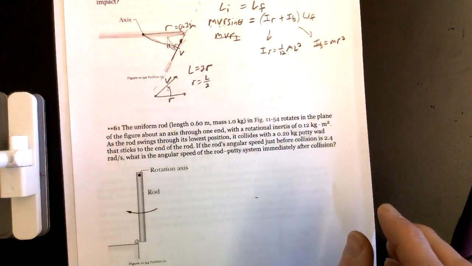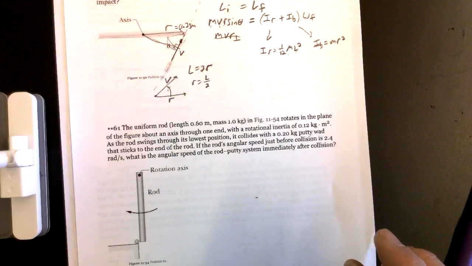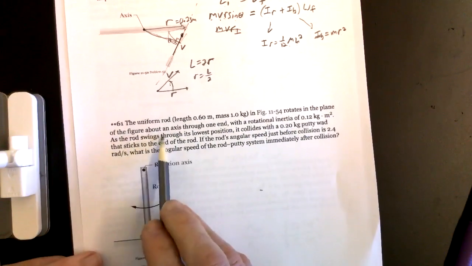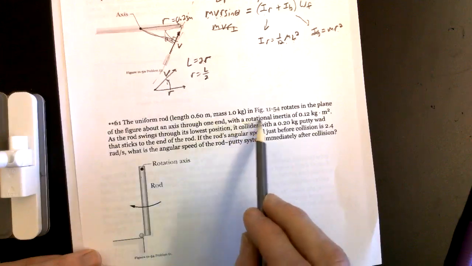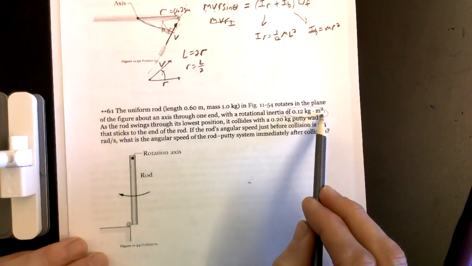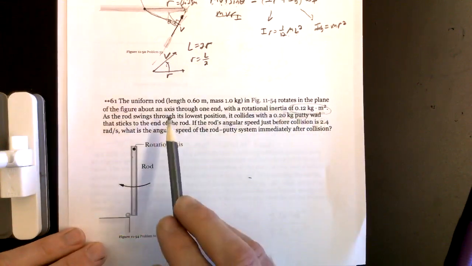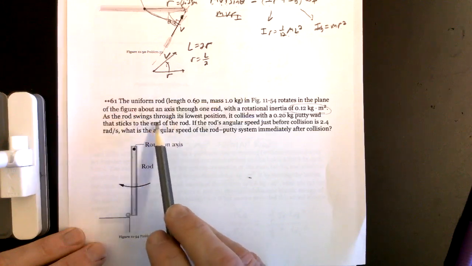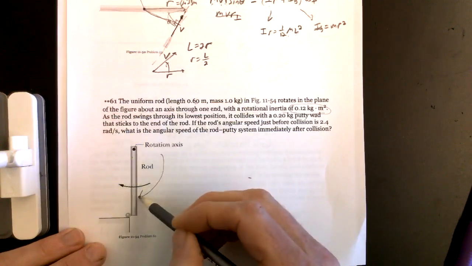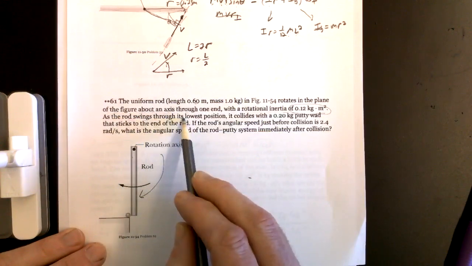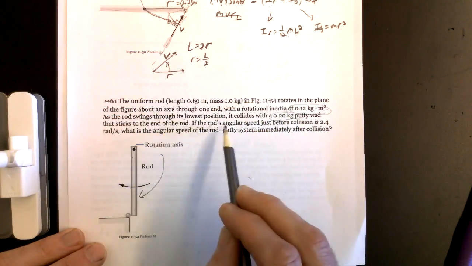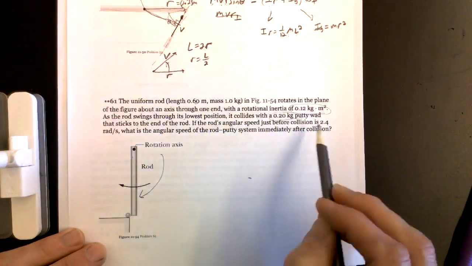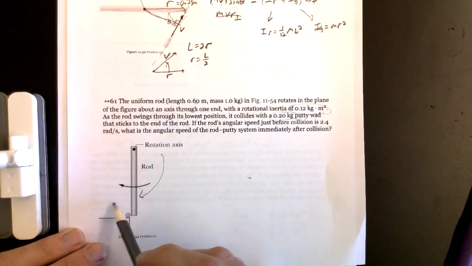Okay, here we are, last problem. All right, great. So last problem, we have a collision type of problem. So we have this uniform rod, and it rotates in this plane. Cool, they give you the moment of inertia. That's so nice. You don't have to figure out the moment of inertia. We have the mass and the length of the rod, so it's going to swing down this way. And as it swings through its lowest position, it collides with this putty that sticks to the end of the rod. The angular speed is 2.4 before the collision. What's the angular speed after the collision?